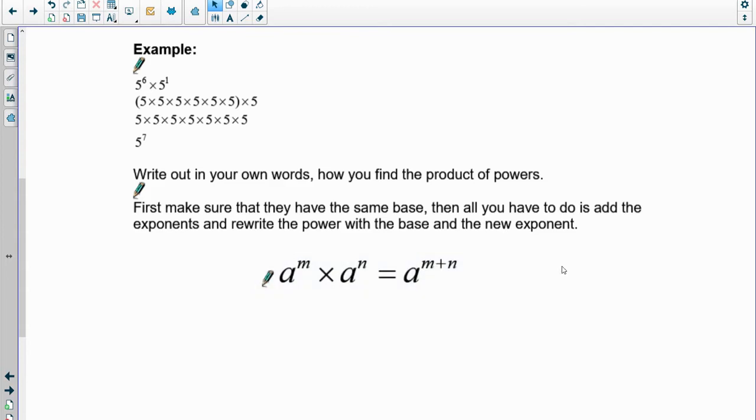So if you want to look at this in algebraic terms, if you have the same base, a, and the first exponent is m, and the second exponent is n, to multiply a to the m times a to the n, all you do is take the a and you add the two exponents. So the base remains the same, and the two exponents are added together.